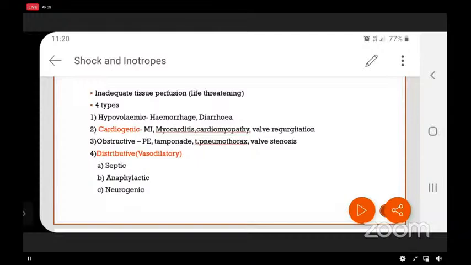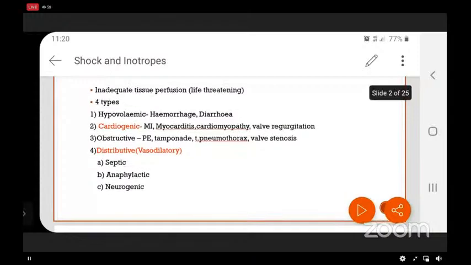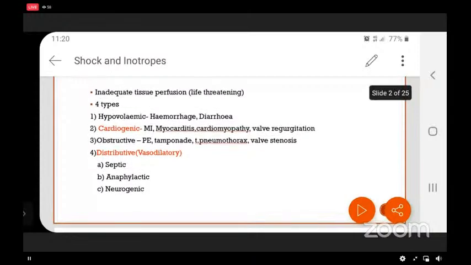I have highlighted in red color the cardiogenic shock and the distributive shock, because these are the 2 types of shock where you need the inotropes or vasopressors mostly.